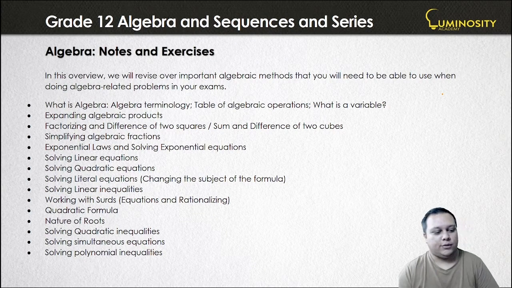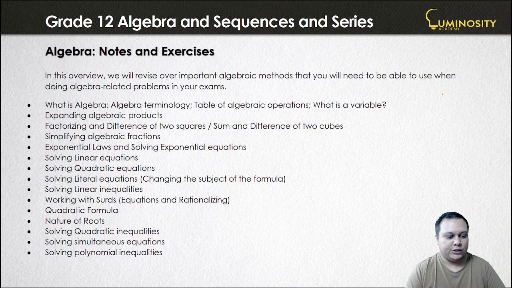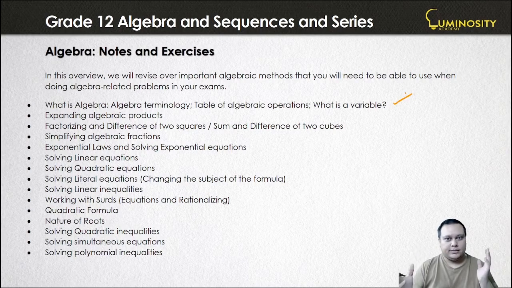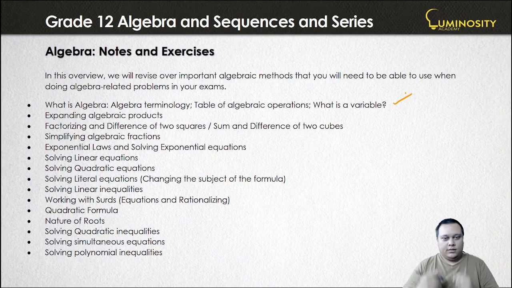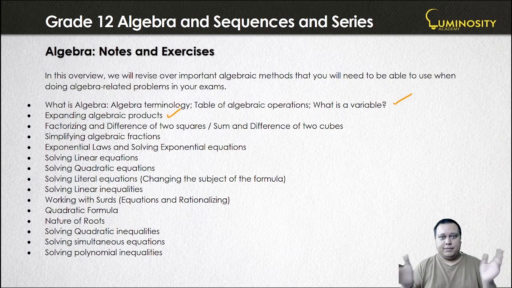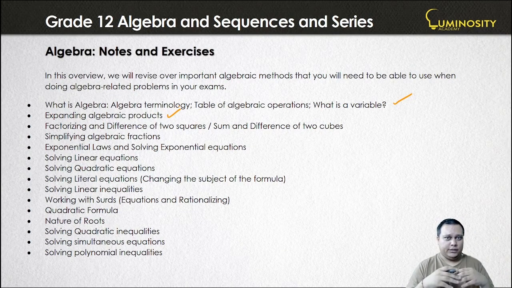Looking at the first one, we're going to go through a refresher on algebra. Just reminding ourselves, what is algebra? Some of the terminology used, what the different algebraic operations are, and refreshing our memories of what a variable is and what we actually do with them. After that, we're going to be looking at algebraic products and how to expand them, which is more commonly known as the distributive law, or FOIL, as some of you will have seen it called. In that section, we'll go over how we do that again.